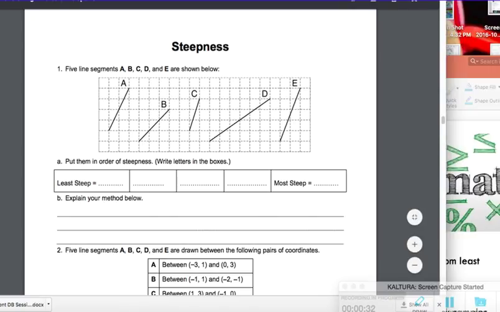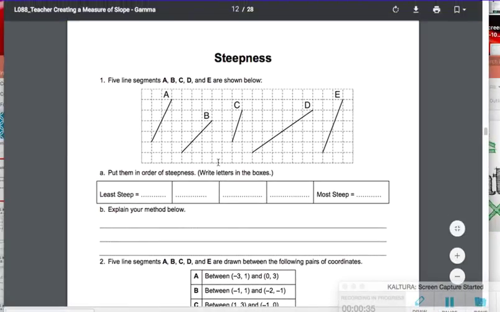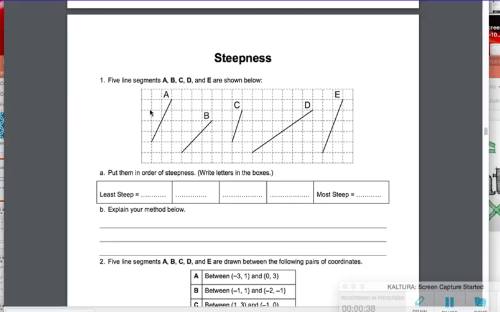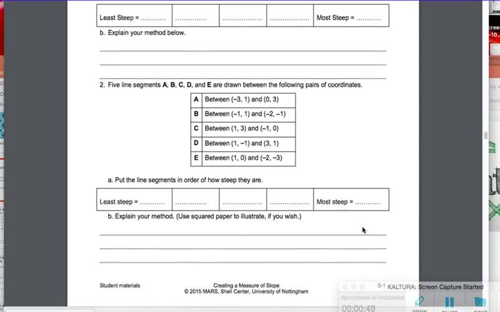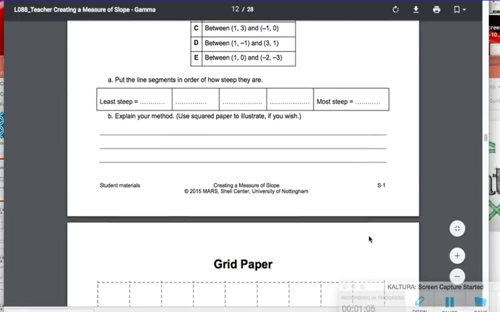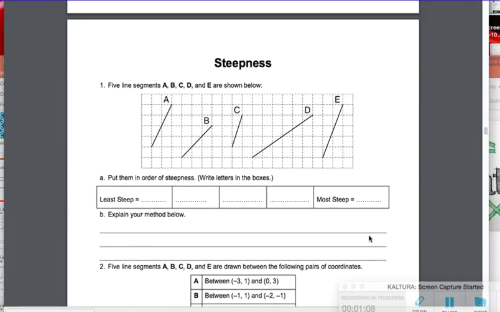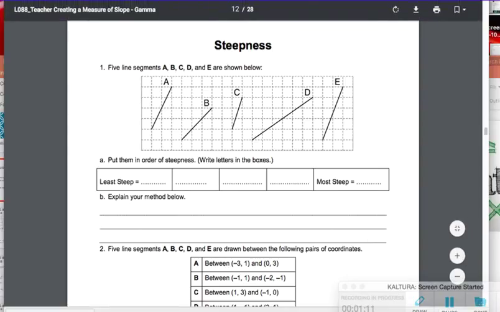The pre-assessment on steepness asks the students to first align 5 segments, A, B, C, D, and E, shown right here, and put them in order from least steep to the most steep. The next part focuses on line segments given 2 endpoints only. We're not shown the visual for the slope, but the students are shown the 2 endpoint coordinates, the x, y coordinates. And again, they're asked to label them from least steep to most steep, and they have to explain their method as well. That was their pre-assessment that they had to complete.